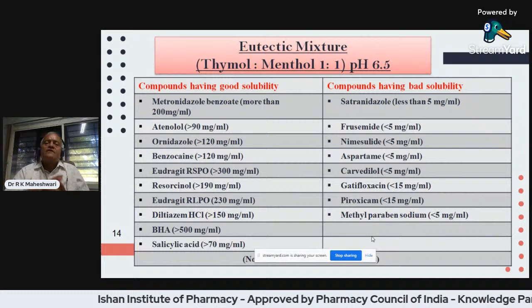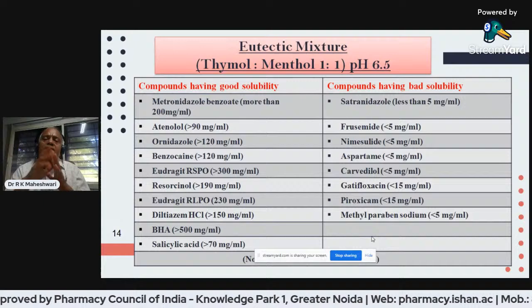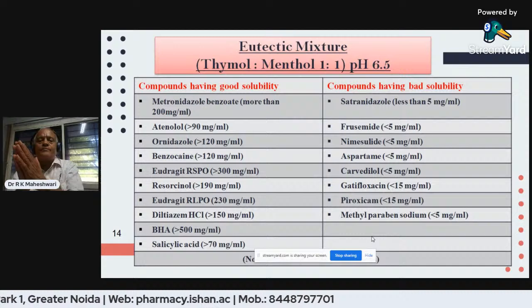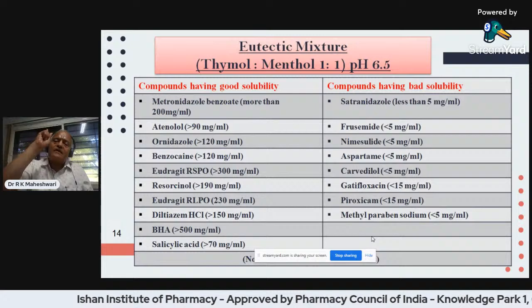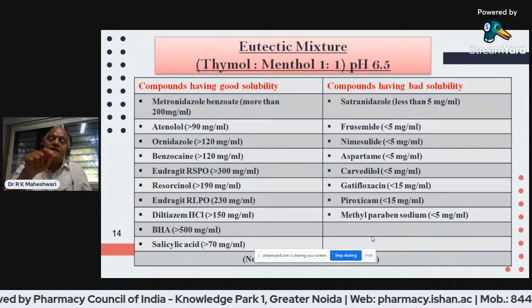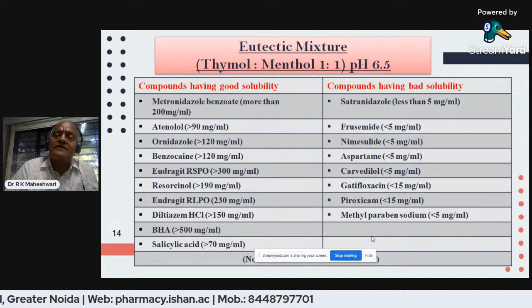Now you may say this eutectic liquid is a good solvent for some compounds, a bad solvent for other compounds. And this statement is true for each and every so-called usual solvent. Again, I am repeating, whatever solvent you take, whether water, ethanol, methanol, it is a good solvent for some solutes, a bad solvent for others. Similarly, this eutectic liquid is a good solvent for some compounds and a bad solvent for others. In this way, it has been proved that this eutectic liquid is a solvent.